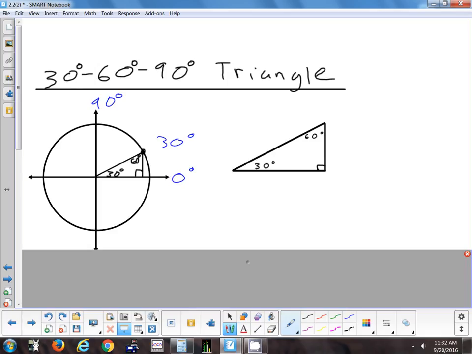Okay. Is there any side in this triangle that I already know? I actually know a number for how long it is. Yeah, how long is the hypotenuse? Yeah, the hypotenuse is 1 unit long because it's the radius in this circle, which is a unit circle.